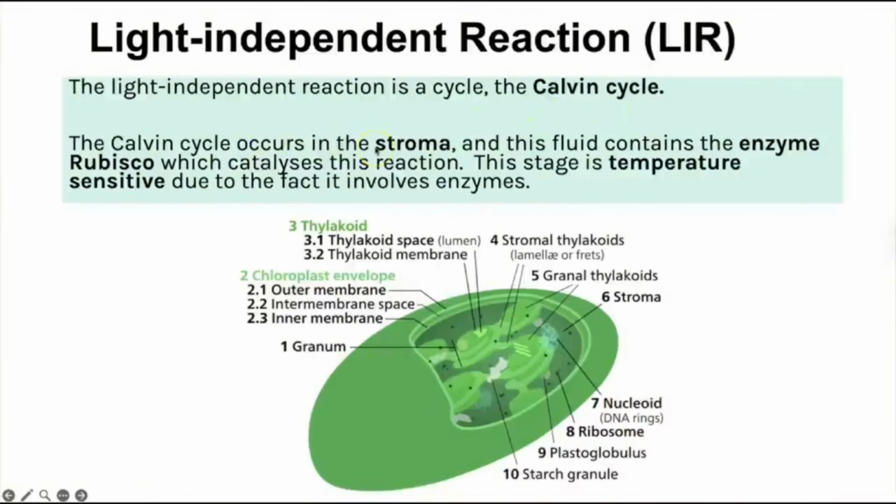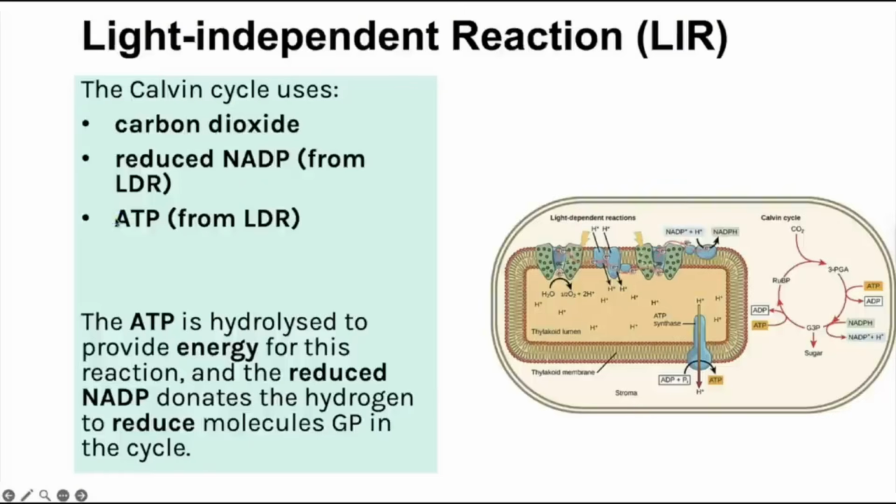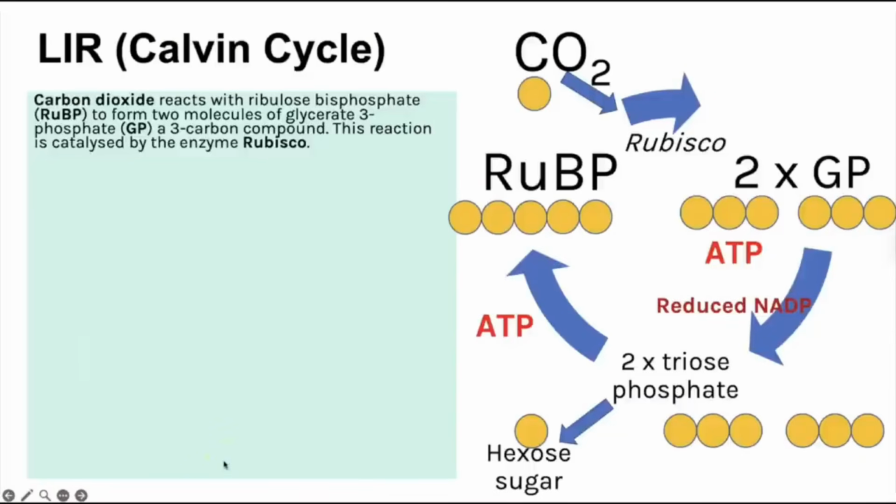This stage happens in the stroma. It uses the enzyme Rubisco, so it's temperature sensitive. So the key things you need to know about the Calvin cycle are, it's going to use carbon dioxide. It also uses reduced NADP and ATP. The ATP is going to be hydrolyzed to provide energy for the reaction. The reduced NADP is going to donate hydrogen, which is a proton and an electron, and therefore it will reduce molecules in the cycle. We're going to have a look at this whole cycle, but that's just a summary to be aware of. So here is the cycle.